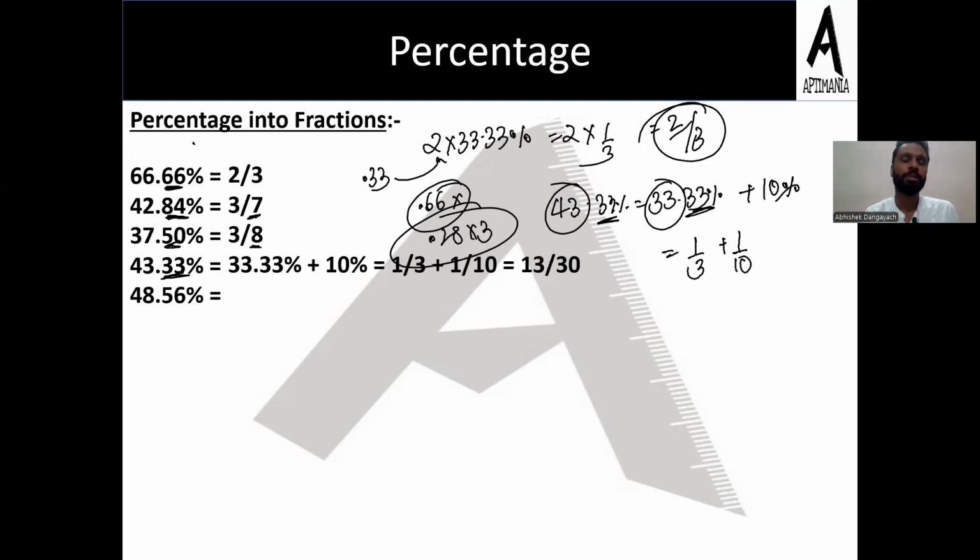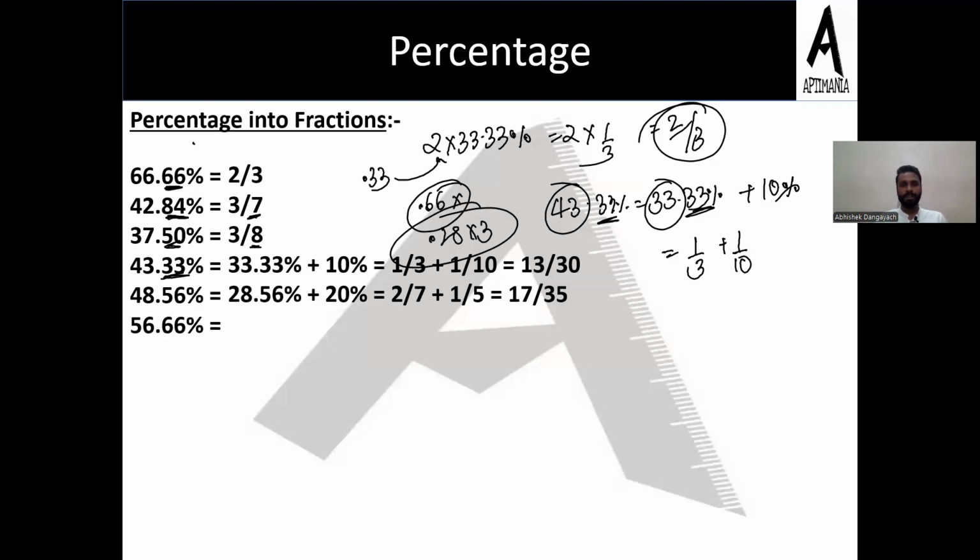I hope you must have paused and you must have got the answer for this. 0.56 will come from multiplying 0.28 by 2. So it should be 2 into 14.28, that is 28.56, and 20 more has to be added to get 48.56. That's going to be 2/7 plus 1/5, 17/35 is the correct answer.